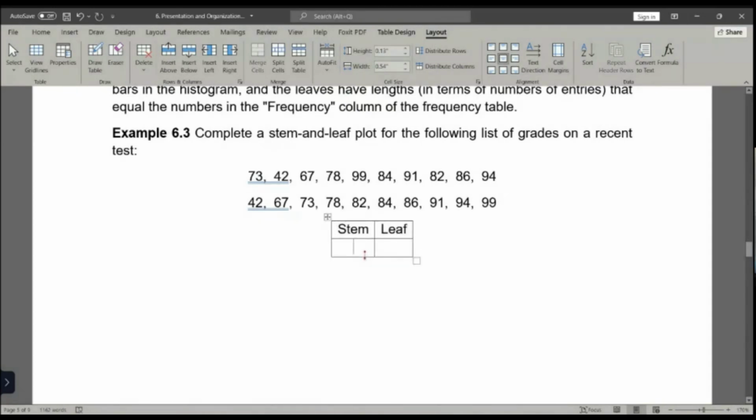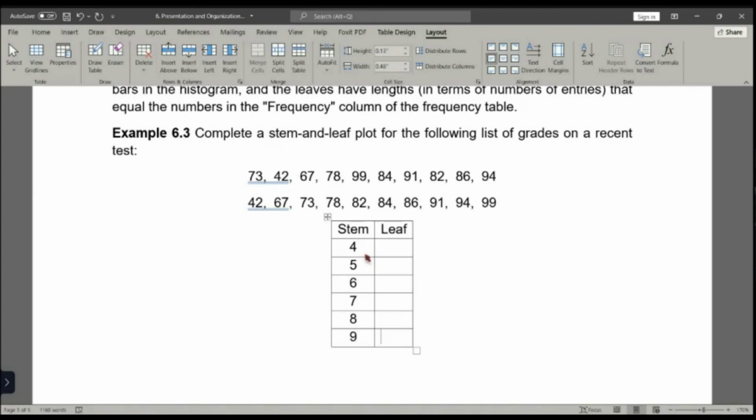So we'll identify first the stem. Okay, the tens digit of the grades of the students. So we start from 40s. We have 50s para consistent yung data natin, although as you can see, there's no 50s. Okay, there's no grade within the 50s. So we have 6, 7, 8, and 9. These are your stems. Okay, 4, 5, 6, 7, 8, and 9.